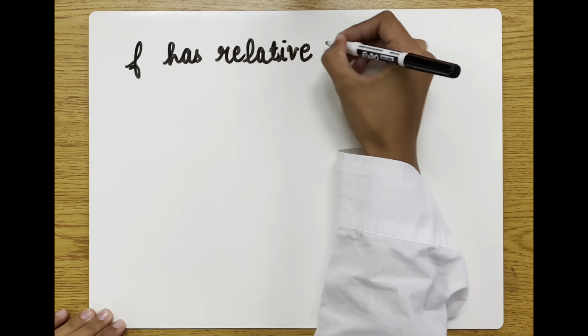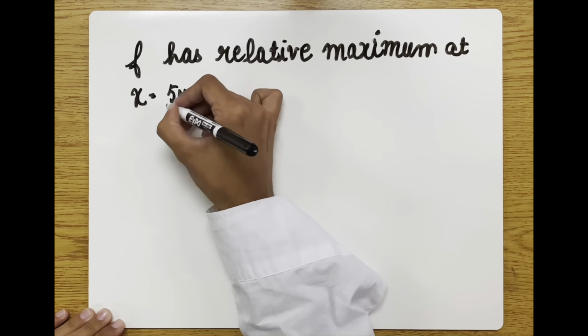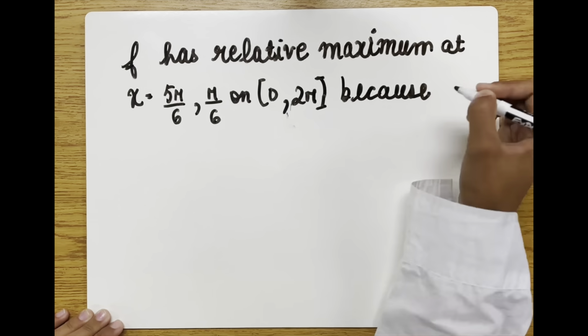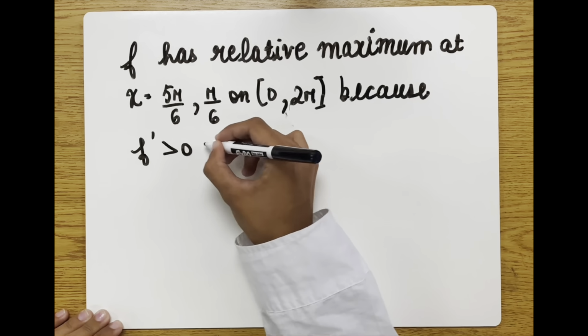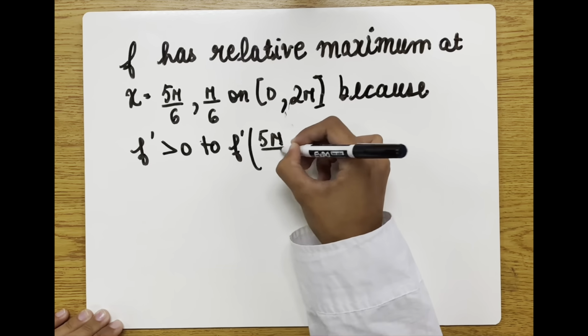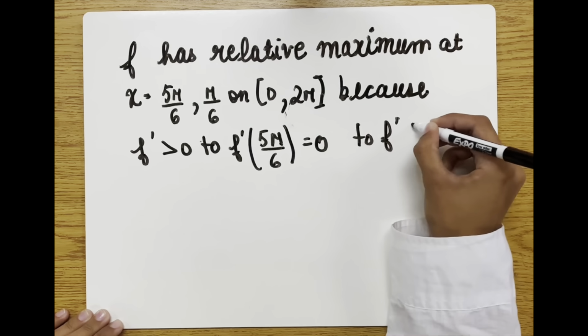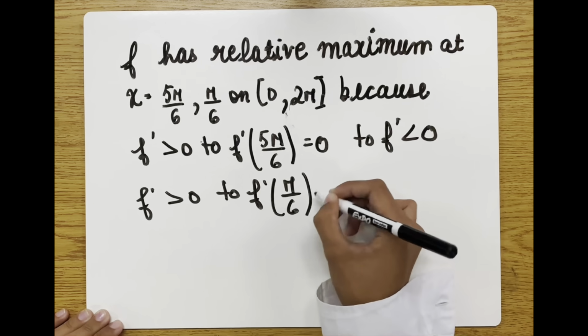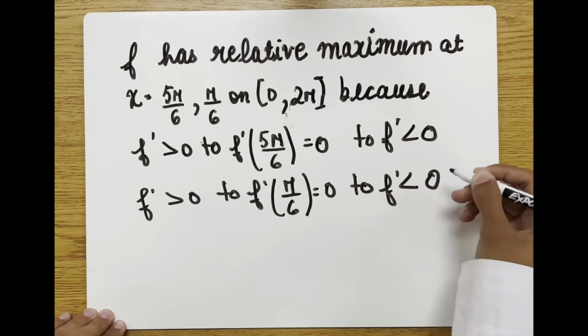f has a relative maximum at x equals 5 pi over 6 and pi over 6 on the interval of 0 to 2 pi, because f prime is greater than 0 to f prime of 5 pi over 6 equals 0 to f prime is less than 0. f prime is greater than 0 to f prime of pi over 6 equals 0 to f prime is less than 0.